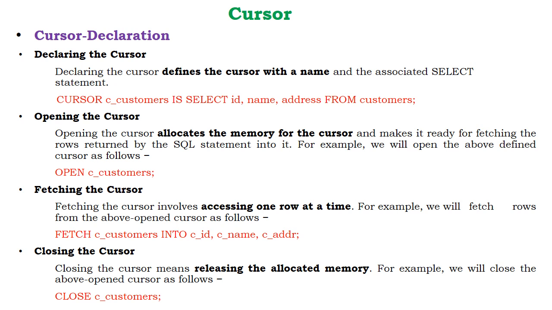And next one is opening the cursor. It allocates the memory for the cursor, for example, open and mention the cursor name. And next one is fetching the cursor. It means accessing one row at a time: fetch cursor name into, and mention the column names, that is CID, CNAME and address. And closing the cursor means releasing the allocated memory. So how to write it: close and mention the cursor.